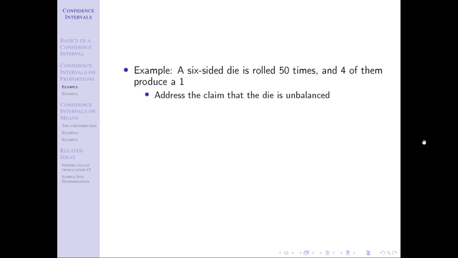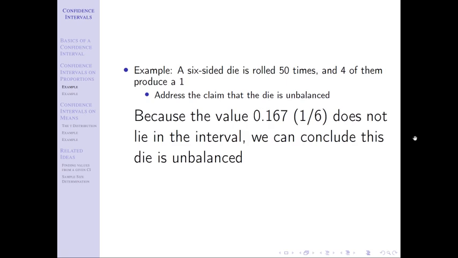You'd say 0.167 isn't inside the interval, so it's not possible for the die to be balanced. And so I'm going to say that I can conclude that the die is unbalanced. Why is that? Because the value in question doesn't lie in the interval.